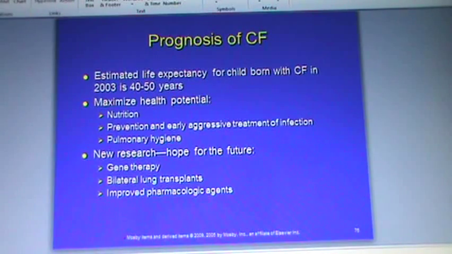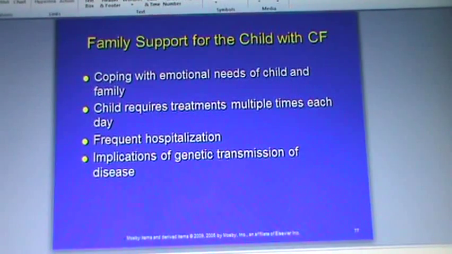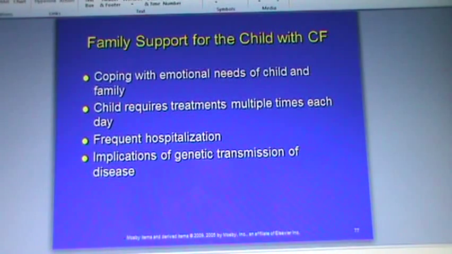Improved pharmacologic agents. And that's what's led to this term of 40 or 50 years. Family support for the child. Coping with emotional needs of the child and family. Child requires treatments multiple times each day. Frequent hospitalizations. Implications of genetic transmissions of the disease. Usually the parents, after they see how this child is, go for genetic counseling to find out what their chances are of having normal children.